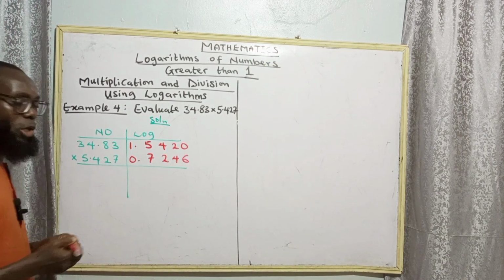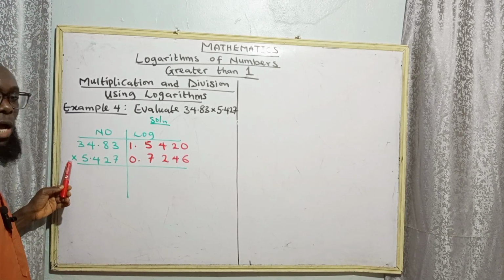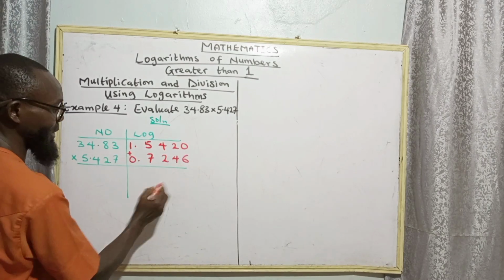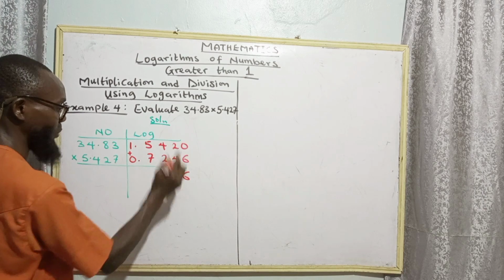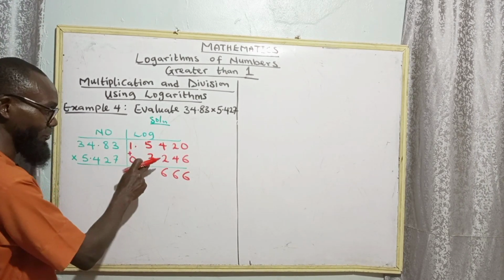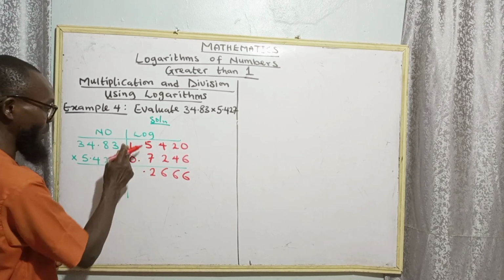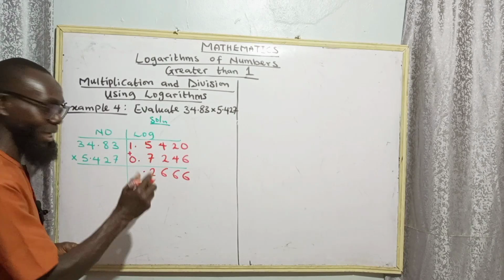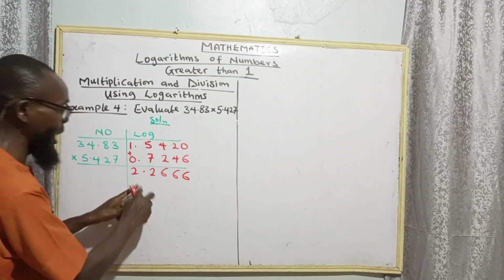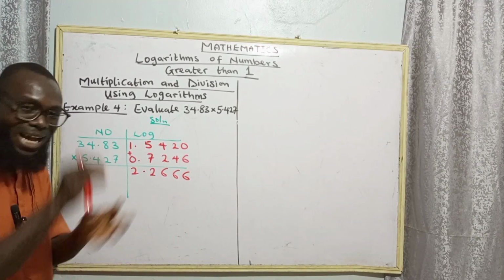If you can recall, in our indices, multiplication in indices will change to addition. So we have plus here. So we add 0 plus 6, we have 6. 2 plus 4, 6. 4 plus 2, 6. 5 plus 7, we are going to have 12. Here we write 2 carry 1. 1 plus 0 is 1, plus the 1 you've carried, that is 2. Now, when you sum up your logarithm, we have 2.2666.